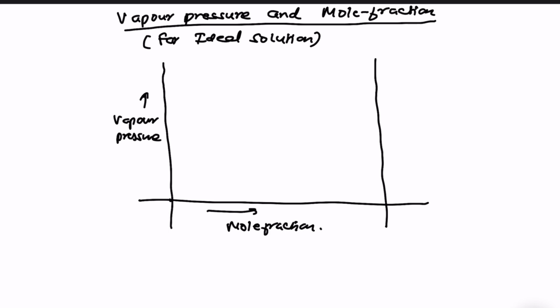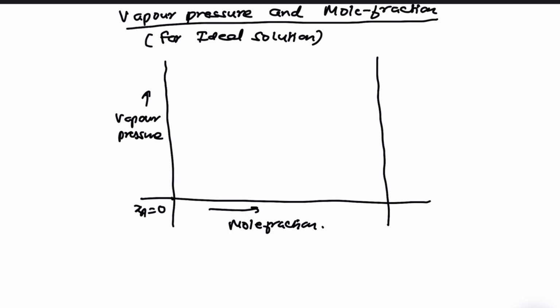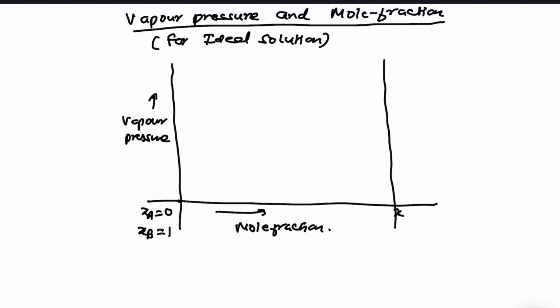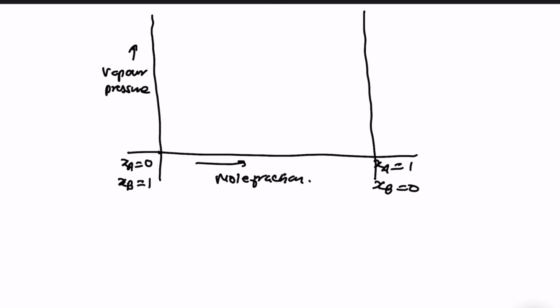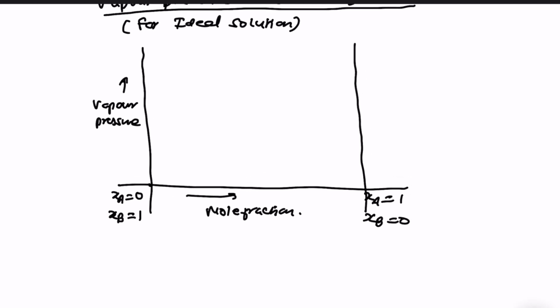Now, suppose at this point, what is happening? The mole fraction of A is how much? 0. The mole fraction of B is how much? 1. At this point, the mole fraction of A is how much? 1. Mole fraction of B is how much? 0. Since at this point the mole fraction of A is 0, what does it mean? At this particular point, there will be no contribution of A towards the pressure.